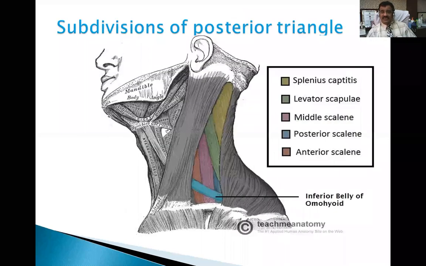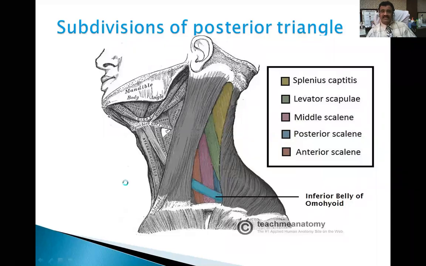Here you can see the posterior triangle. Here you can see the division of the posterior triangle. This light blue colored muscle is the inferior belly of omohyoid. So above it, the bigger area is called the occipital triangle, and below, the smaller area is called the subclavian triangle. And you can see the names of these muscles: splenius capitis, the levator scapulae, middle scalene or scalenus medius, and posterior scalene or scalenus posterior, and scalenus anterior, anterior scalene.